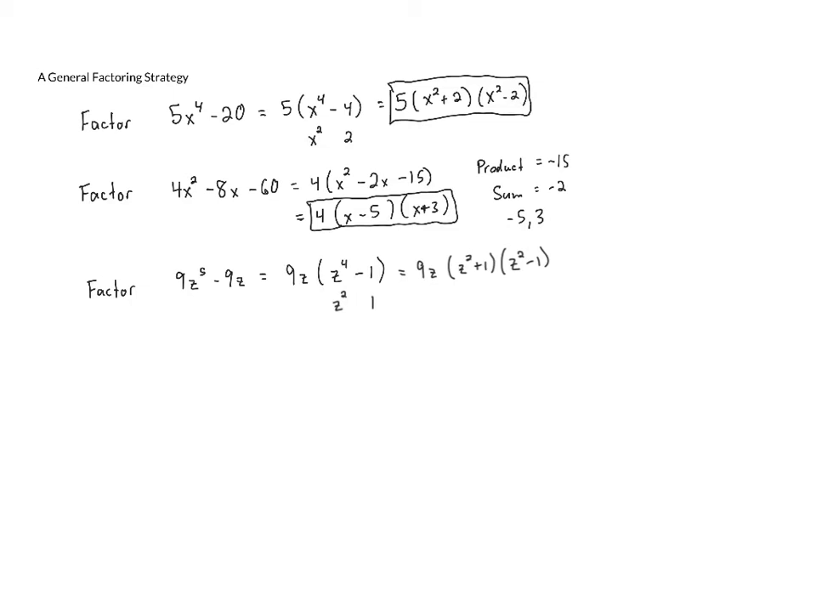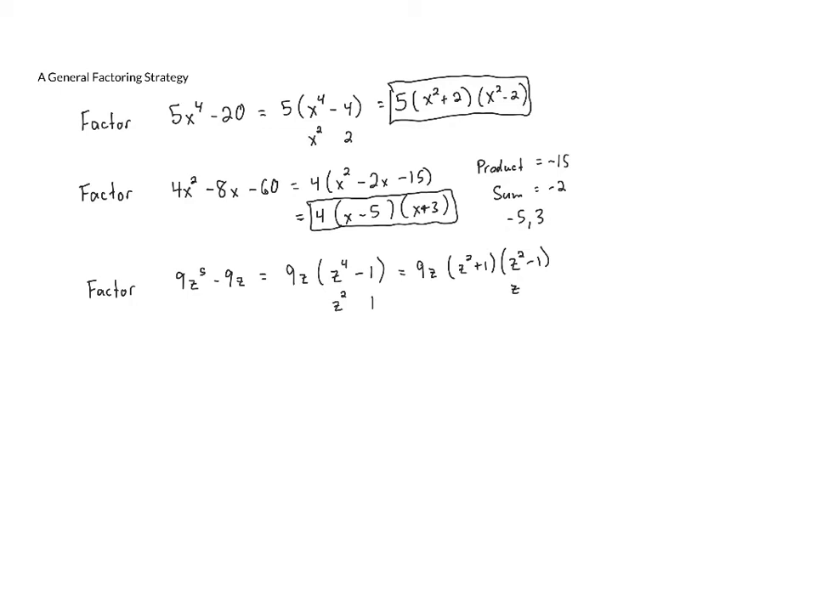Now, the last step is to check and see if any of these can be factored any further, and there is one factor that we can break down even more. Can you see which one it is? In this case, it's the last one, z squared minus 1, because it is a difference of squares.